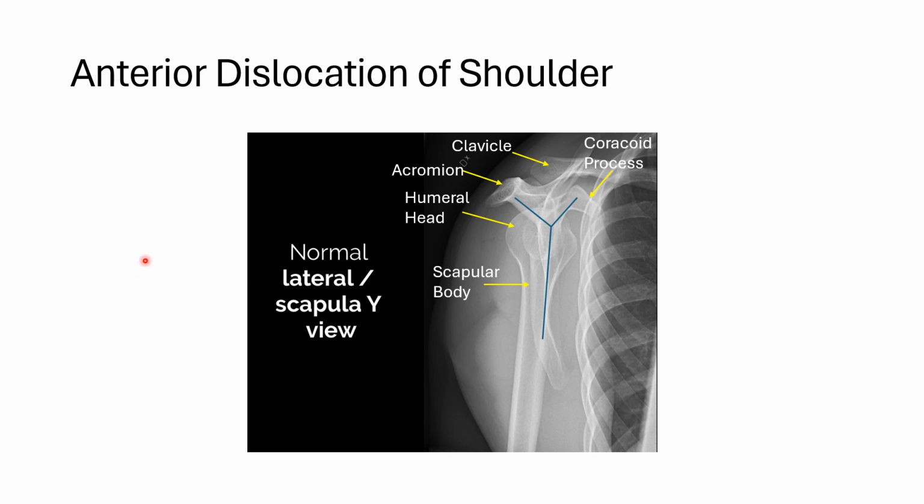This is a normal lateral X-ray, Y view. This is the coracoid process. This is the clavicle. This is the acromion. This is the humeral head, and the scapular body. The two limbs of the Y are formed by the coracoid process and acromion. The stem is formed by the scapular body.